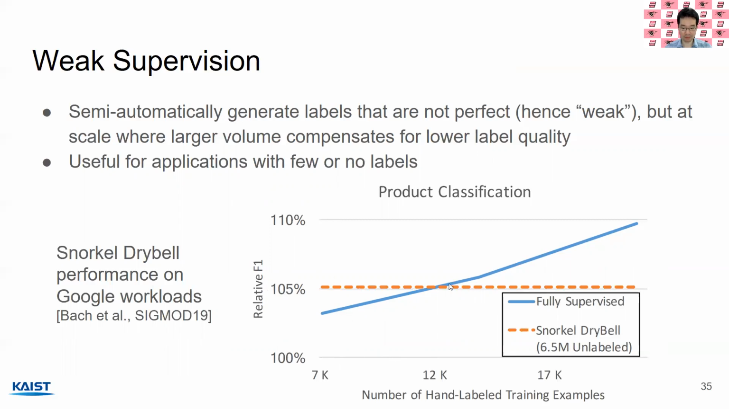The blue plot is the performance of the fully supervised system that uses the labeled data. You can see that as there are more labels, the performance goes up. Snorkel Drybell, the dotted orange line, on the other hand, does not require labels. It instead requires so-called labeling functions that can be used to generate weak labels on unlabeled data. As long as you have these functions and the functions have a certain quality, then Snorkel Drybell has good performance. It actually has a constant performance. So you can see that if you have lots of labels, then you should probably use a supervised approach. But if you don't have labels or only have few of them, then Snorkel Drybell performs better.